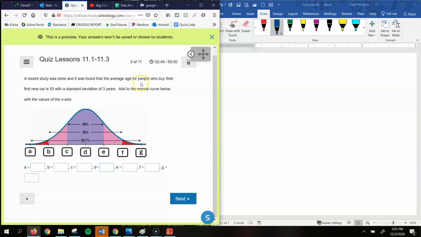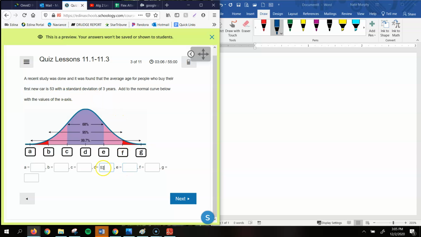Okay, so it says the average age for when they buy the new car is 53. And by the way, I looked this up. This is all a true statement here. So that is the case, that the average age is 53. I'm buying a brand new car. But anyways, the standard deviation is 3 years.